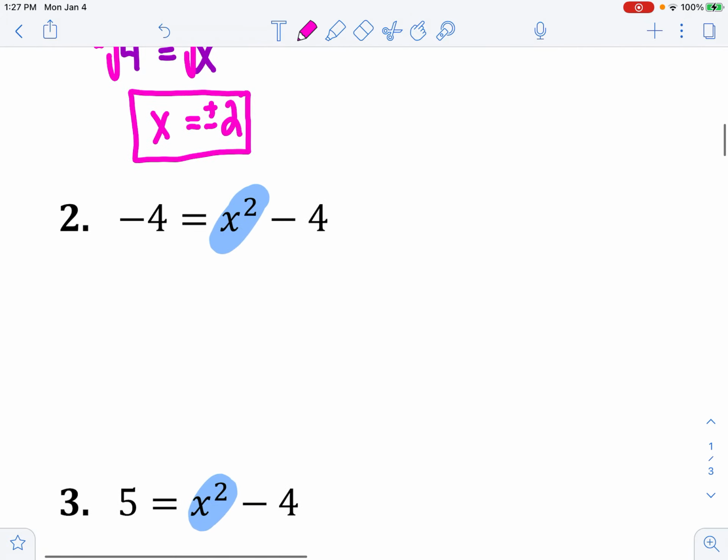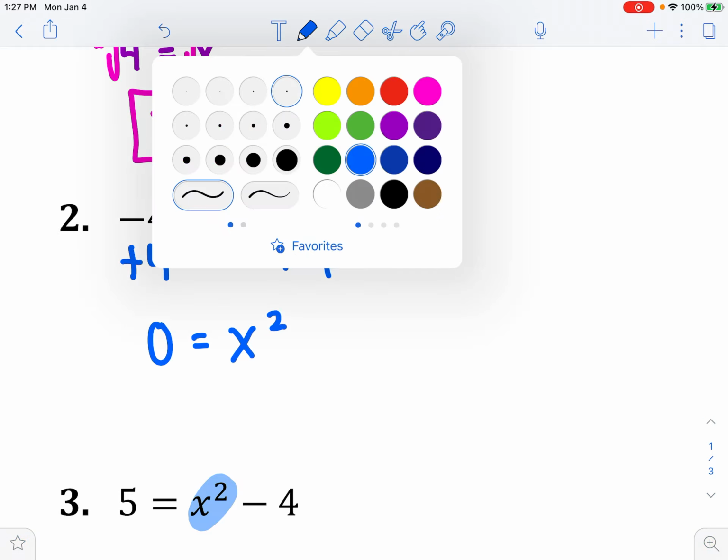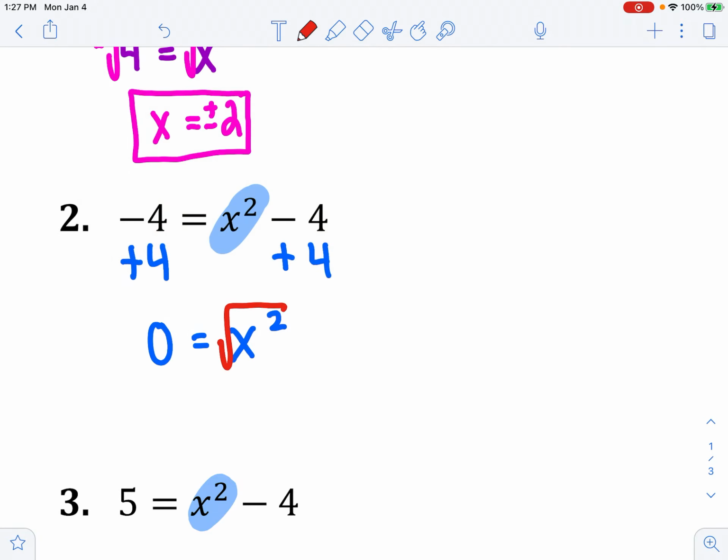All right, let's try this next one here. I'm going to switch colors so that I can use it in the graph also. So I need to isolate x squared. I'm going to add 4 to both sides. So I have 0 equals x squared. And now I'm going to square root to solve. So don't forget when you square root to solve, you have to account for the positive and negative answer. So I have x equals, and I'm not going to write plus or minus 0, right? Because the square root of 0 is 0, but 0 is not positive and it's not negative. So I have x equals 0. I only have one solution there.